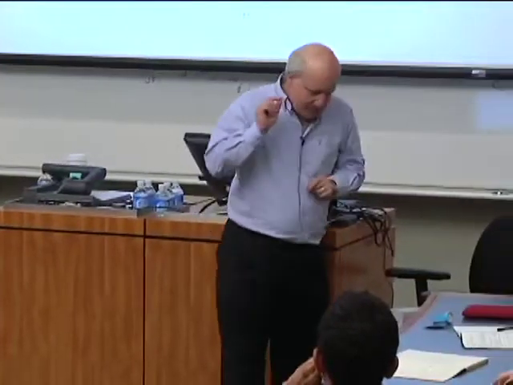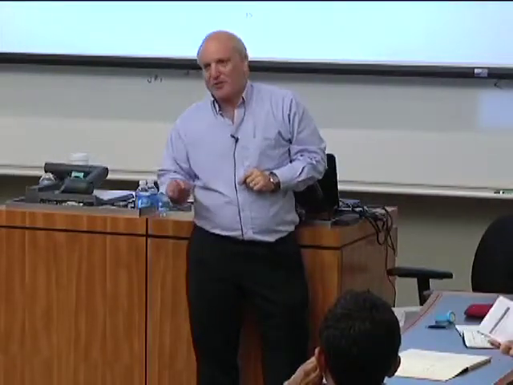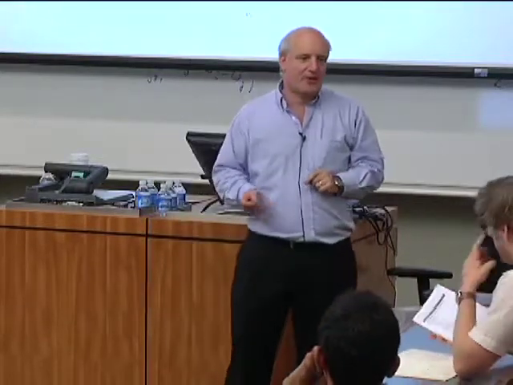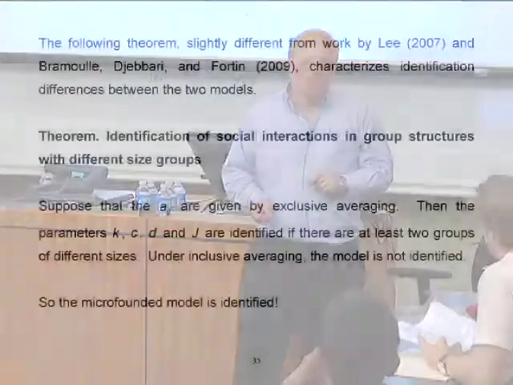It turns out that in the linear-in-means model with exclusive averaging, in other words, the correct model from the micro perspective, as long as there are at least two groups of different sizes, the model is identified. Identification fails under inclusive averaging.